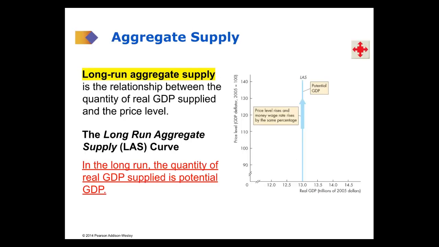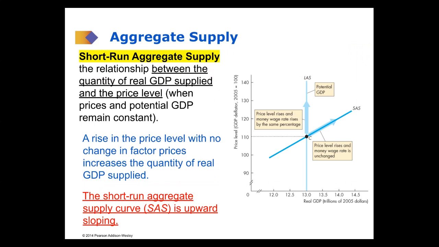So we can look at long-run aggregate supply as the real GDP supplied when we're at potential GDP, when we're at full employment. And this is a vertical curve that represents the amount of real GDP supplied at full employment. This is the long-run aggregate supply. Now, we also have a short-run aggregate supply that looks more like a normal supply curve. It's an upward sloping supply curve. And this is the relationship between the quantity of real GDP supplied and the price level.